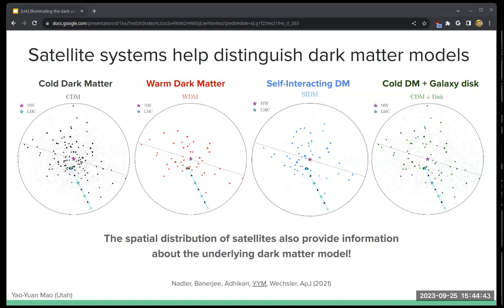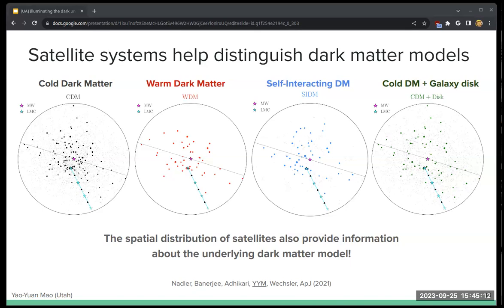There are other things that you can do to distinguish different dark matter models. One possibility, which has not really been done observationally but theoretically, is that the distribution of these low mass galaxies in a satellite system could potentially also tell you something about dark matter. Comparing cold dark matter and warm dark matter, you more or less just have fewer points. Each of the points is a galaxy that we predict to be there.